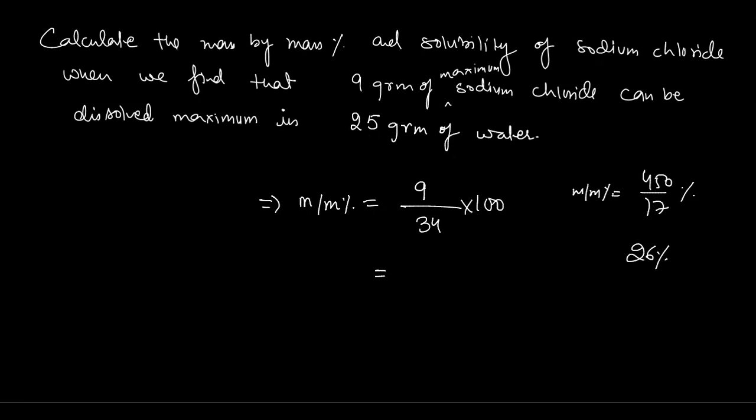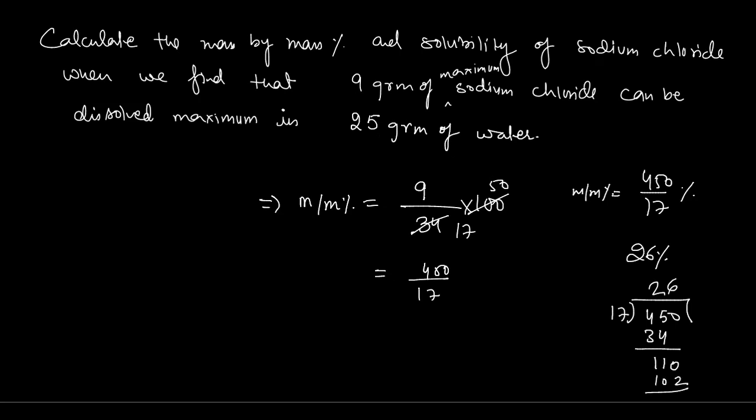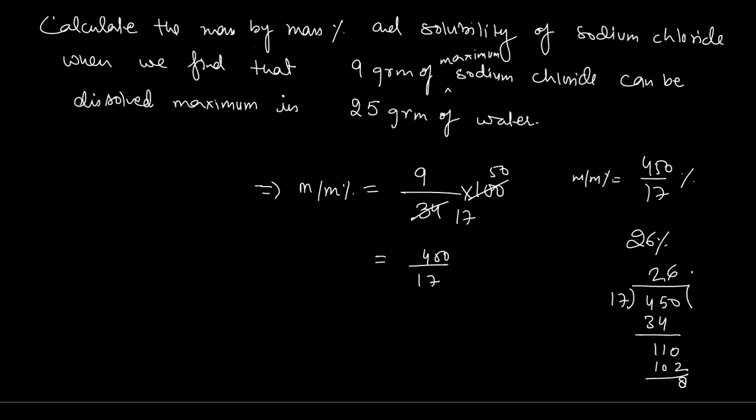So what we need to do is divide it by 2. When you divide it by 2, you will get 17 and 50. So you have to write 17 upon 450. And when you divide 17 by 450, we get 17.45 approximately. So it will be 26.4% is the mass by mass percentage.